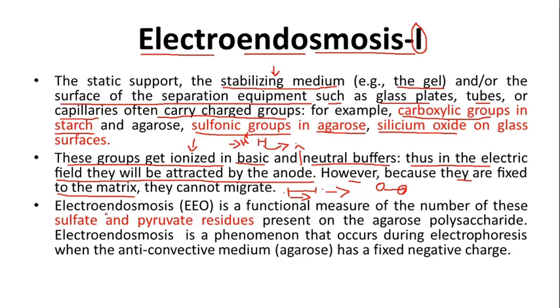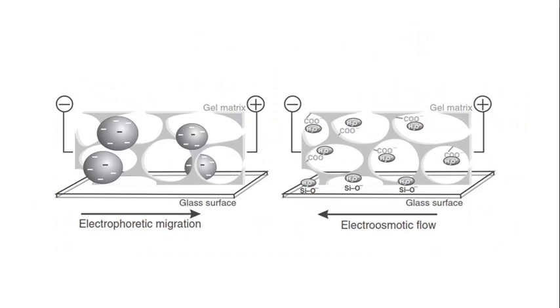Electroendosmosis, EEO, is a functional parameter which affects the rate of migration. The number of these groups matters significantly, especially sulfate or pyruvate groups present in the agarose polysaccharide. Those groups are collectively related to the anti-convective phenomena, but they are fixed on the surfaces or inside the pore. Next we can look in detail through the picture.